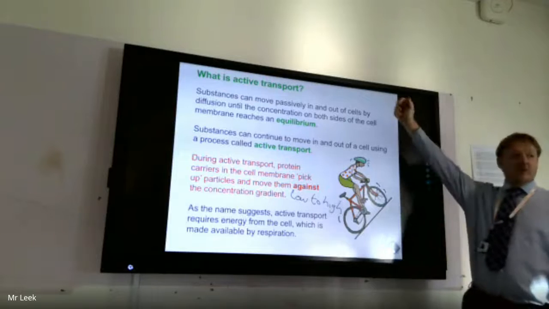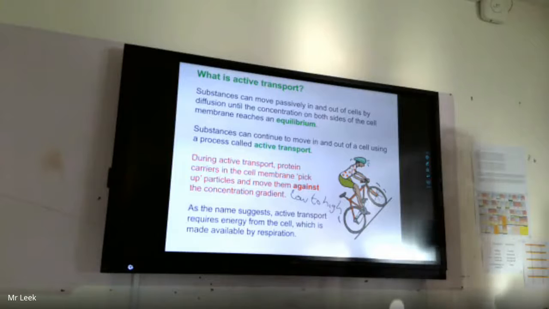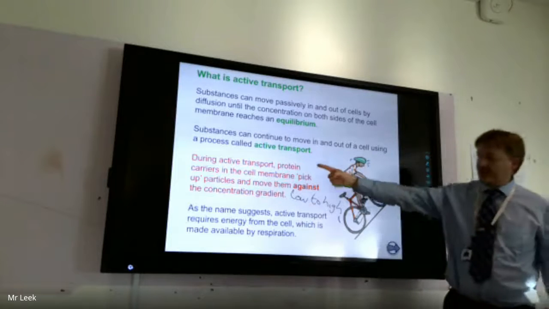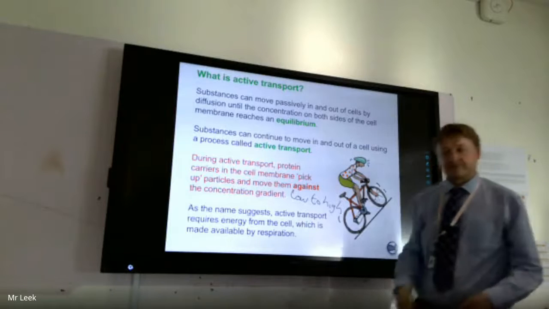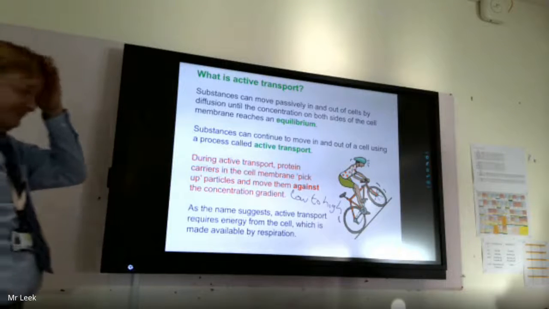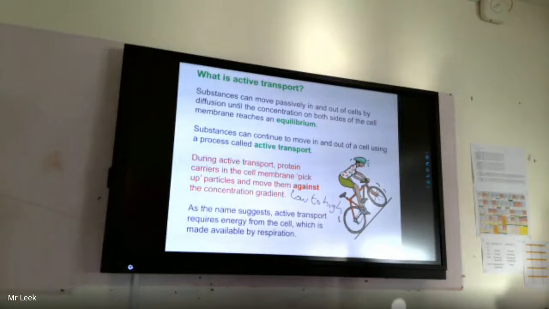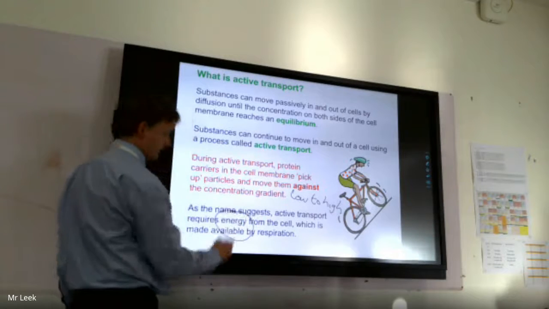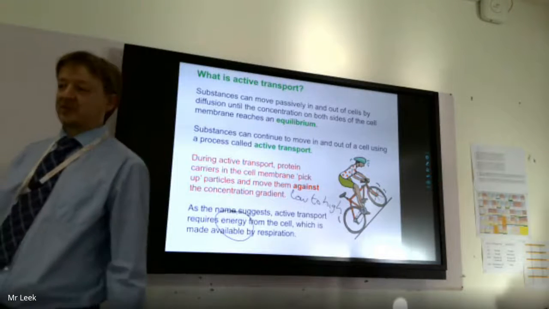Right. So what you should be writing is, what is active transport? We've done osmosis, we've done diffusion, they are passive. Active transport is that red bit, but it is now low to high concentration. It all requires energy. For all the others, there's no energy.